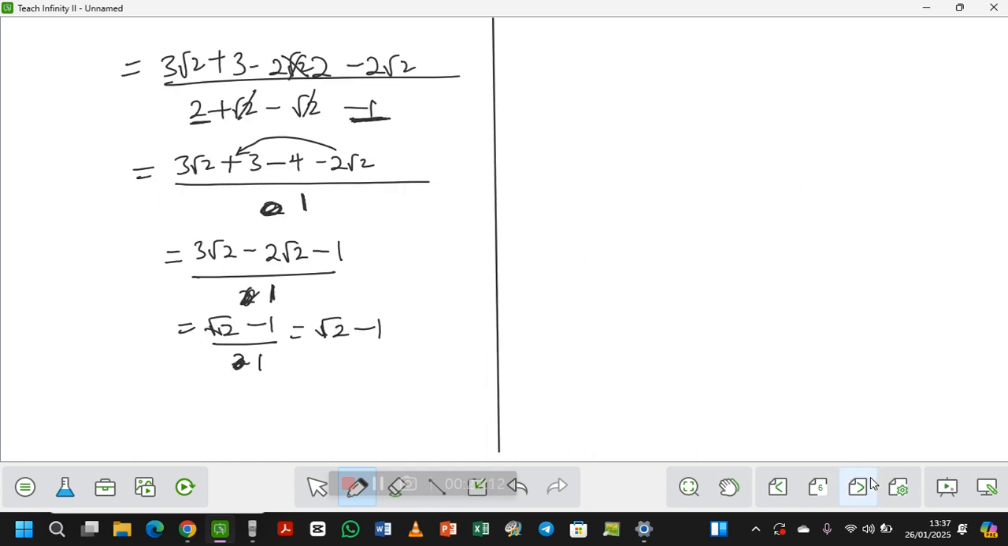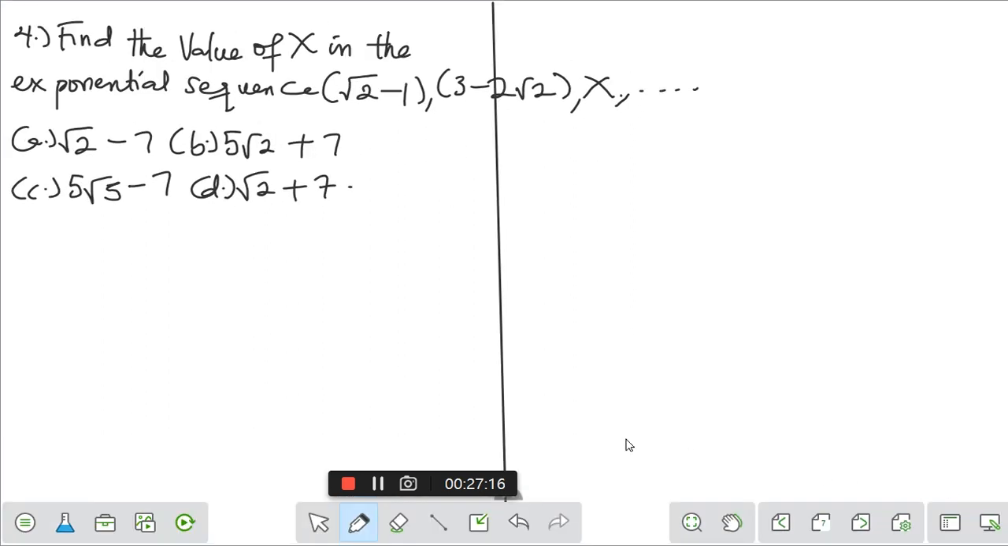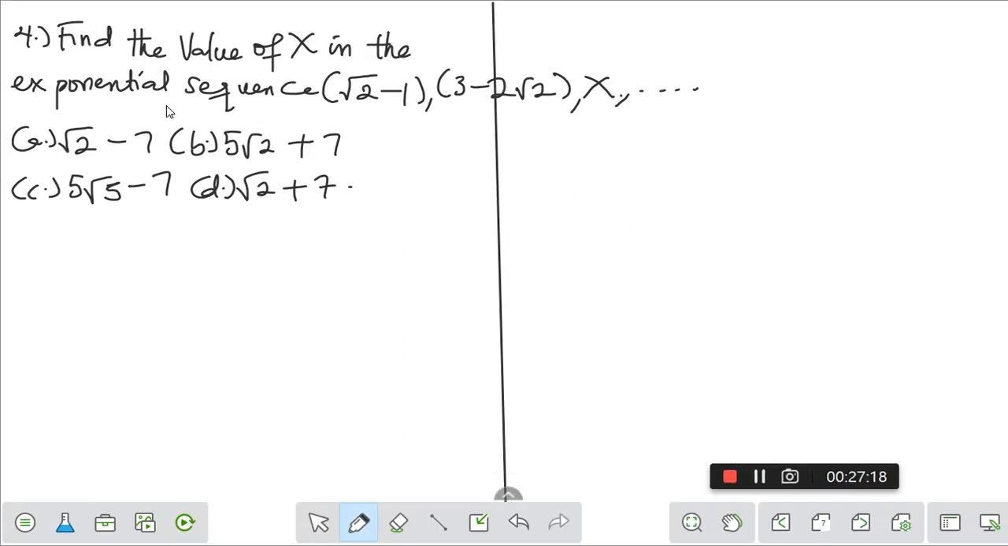So let's go to the last question for today. This one is also just like the one we just did. An exponential sequence is actually a GP. Please take note of that. Exponential sequence is also what?